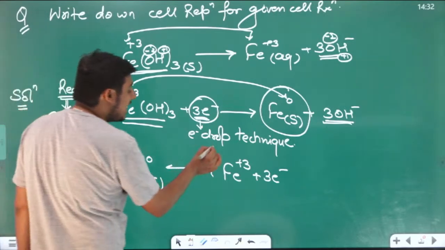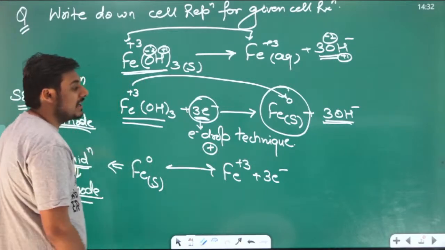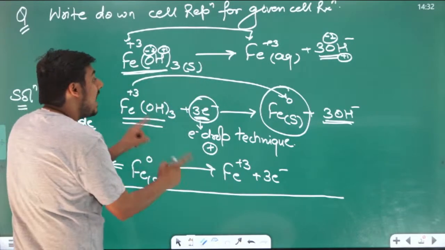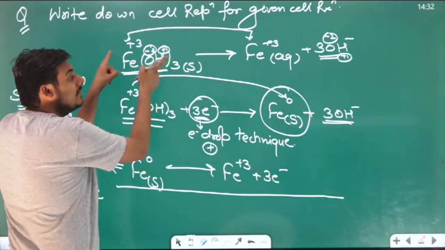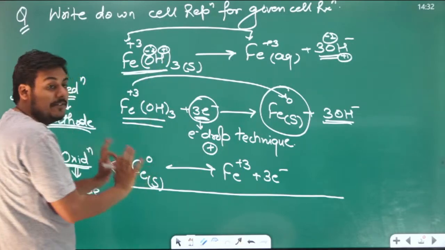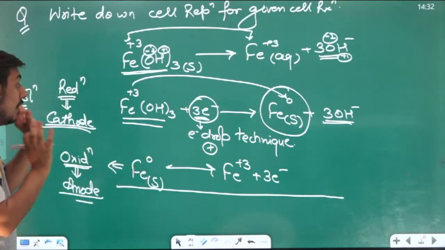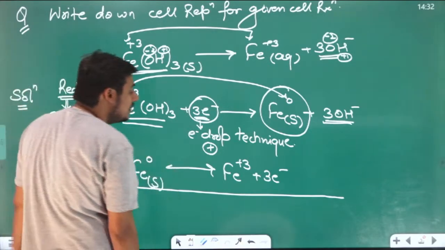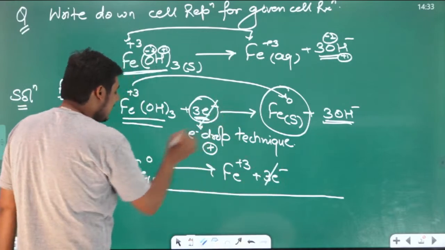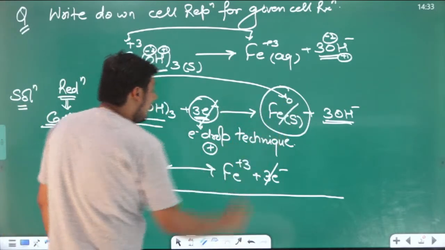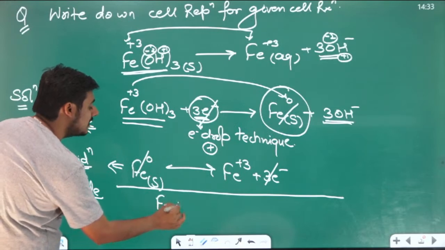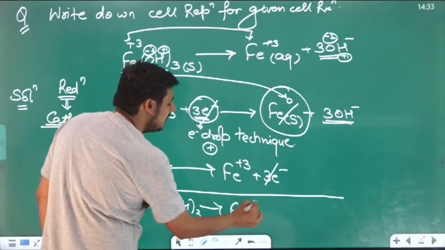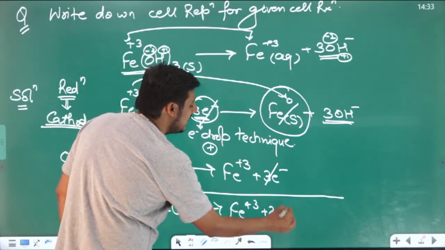I will again check and confirm whether these 2 reactions are correct or not by adding them. If on addition I get exactly the reaction which is given in the question, that means I have definitely written correct reactions for both anodic as well as cathodic processes. So when we add these 2 reactions, electrons will be cancelled, Fe solid will be cancelled, and we will have Fe(OH)3 getting converted into Fe3+ plus 3 OH-.